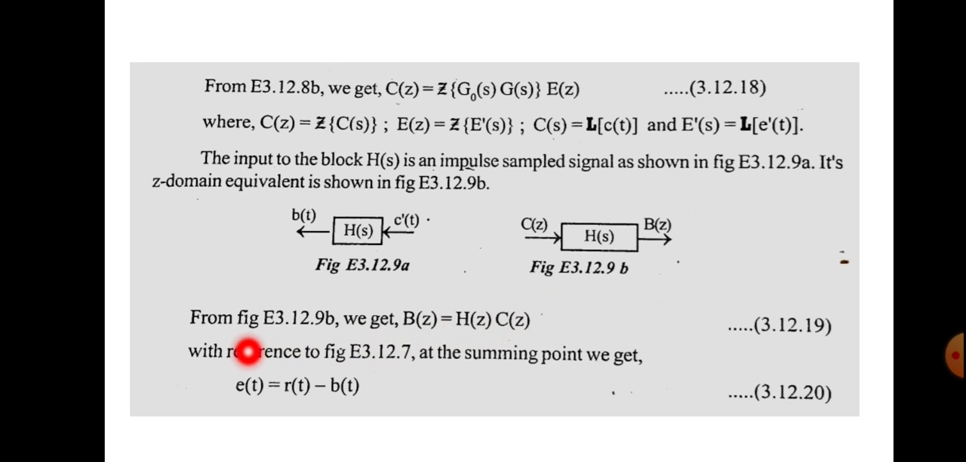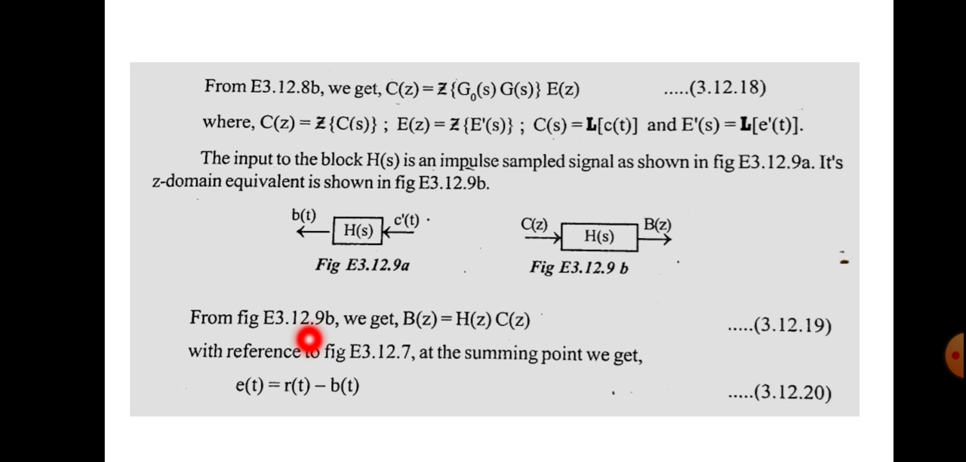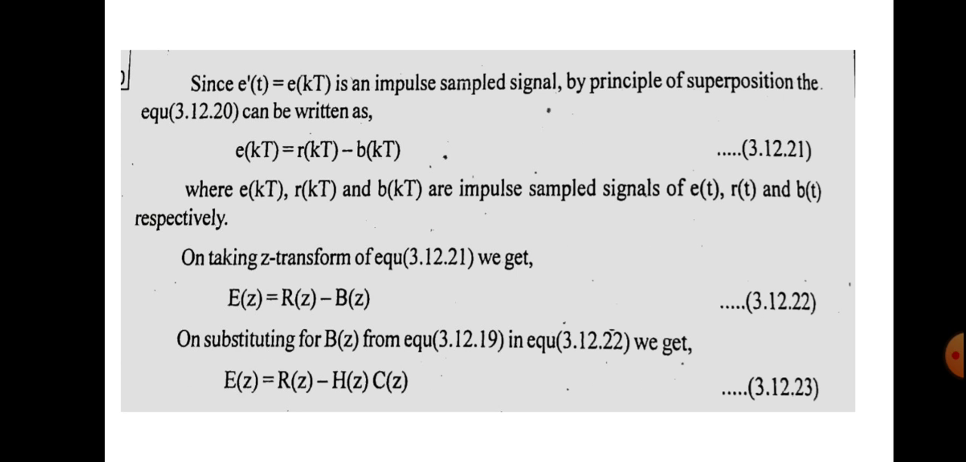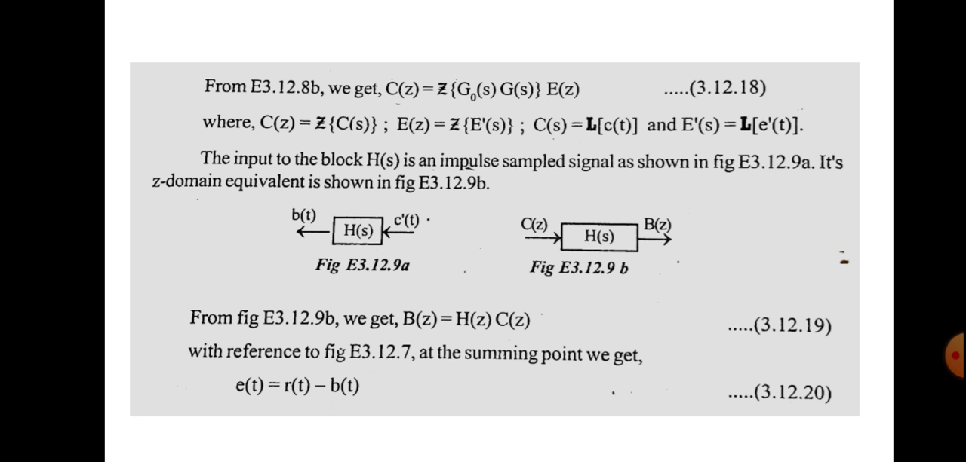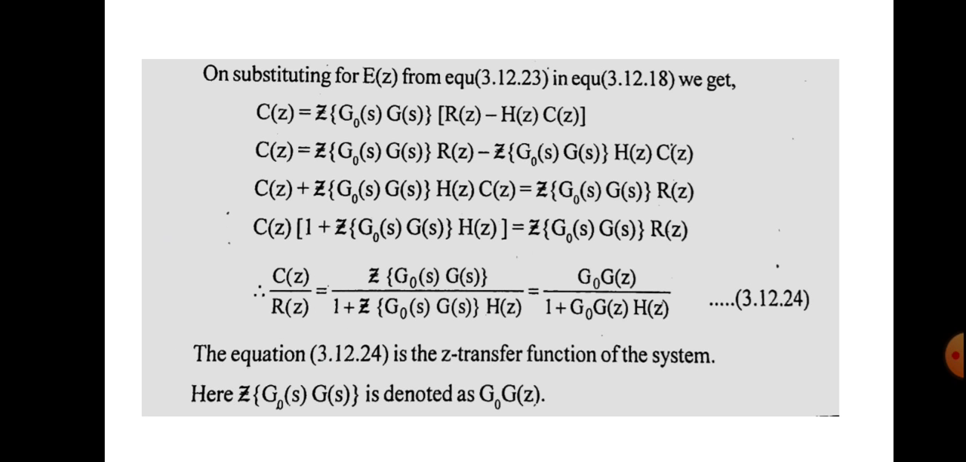Okay. So from the figure you can also find E of t. E of t is equal to R of t minus B of t. Instead of t you can substitute kt, so E of kt equals R of kt minus B of kt. When we take the z transform, you will get E of z equal to R of z minus B of z. Instead of B of z we can substitute H of z into C of z. You have to find the ratio of C of z by R of z, and now you have E of z equal to R of z minus H of z into C of z.